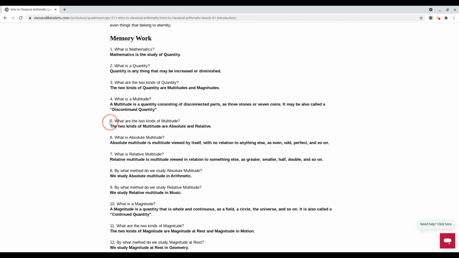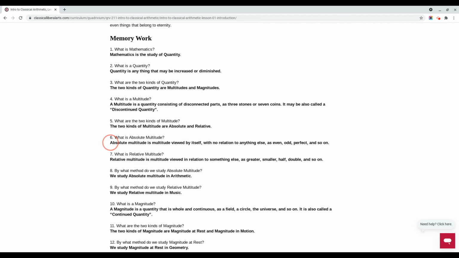Question 5. What are the 2 kinds of multitude? The 2 kinds of multitude are absolute and relative, absolute multitude and relative multitude. Question 6. What is absolute multitude? Absolute multitude is multitude viewed by itself, with no relation to anything else, as even, odd, perfect, and so on.